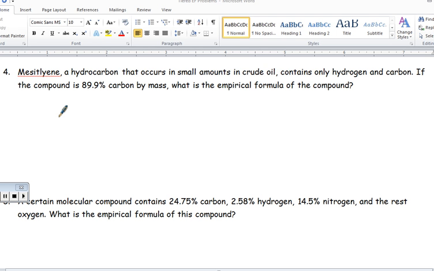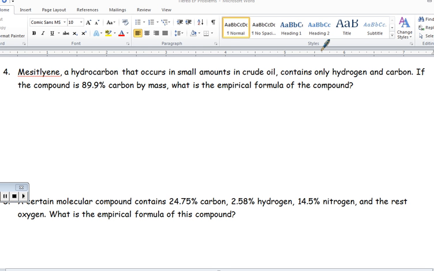It says if the compound is 89.9% carbon by mass, what is the empirical formula of the compound? First of all, if I know that it's 89.9% carbon, what can I assume? It's 10.1% hydrogen, right? I figured that out because if this is 100%, and 89.9% is carbon, I just need to subtract 89.9 from 100, which gives me 10.1%, and that's hydrogen.